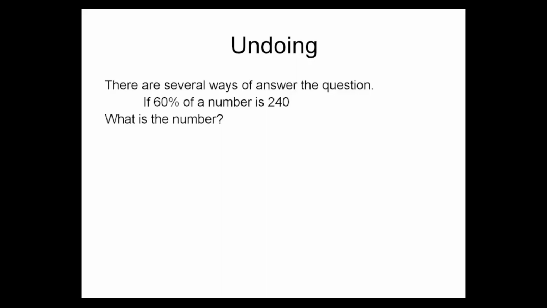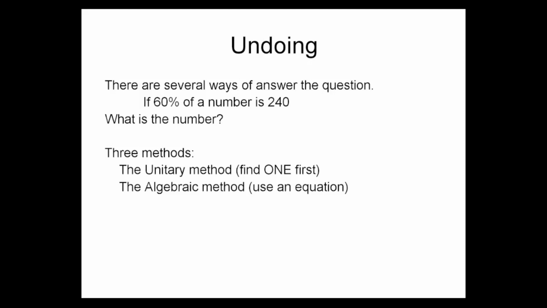So given the question, if 60% of a number is 240, what is the number? Well, there's several different ways to answer this question. So let's have a look at three different methods. First of all, there's the unitary method, which means finding one first, which I'll explain later. There's the algebraic method, which means using algebra and solving an equation. And there's the undoing method, which is what we're going to be applying quite a lot. So pay attention to that one.